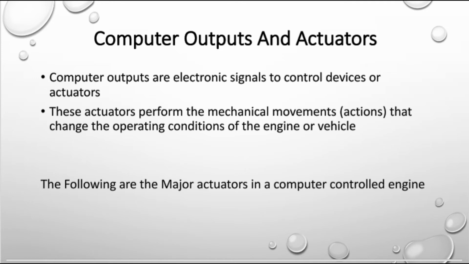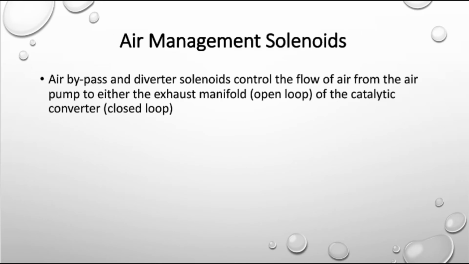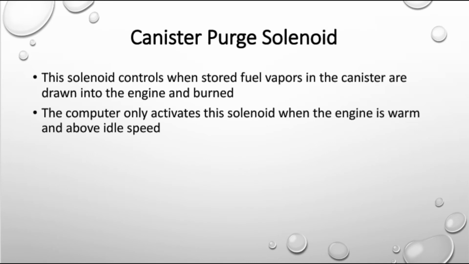These actuators perform the mechanical movements, or actions, that change the operating conditions of the engine or vehicle. The following are the major actuators in a computer-controlled engine. Air management solenoids. Air bypass and diverter solenoids control the flow of air from the air pump to either the exhaust manifold (open loop) or the catalytic converter (closed loop).